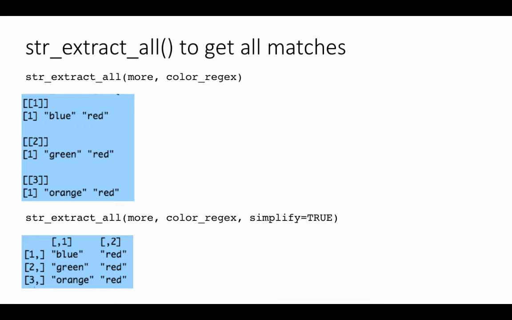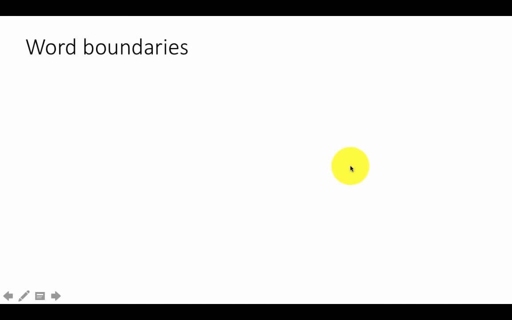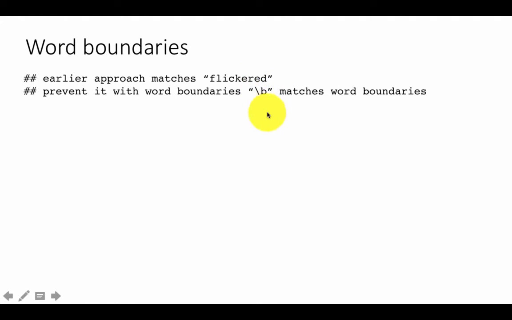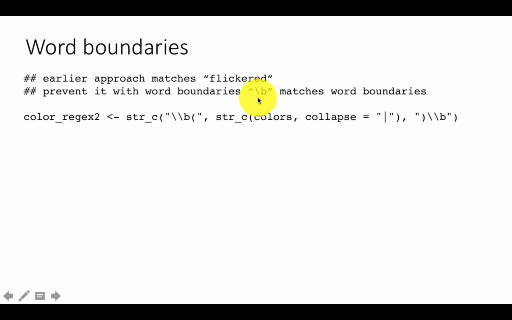Okay, so in the approach that we used earlier, which is simply matching the color_regex, we found that the word flickered got matched because it had red in it, right? So clearly what we want to do when we are matching the color words is to ensure that the color is in a word all by itself. And for that, there's a word boundary in regular expressions. Backslash b matches word boundaries. And of course, you know that when you use a backslash, you have to use a double backslash. So we are changing the color_regex expression. Earlier we only had the colors separated by vertical bars. But now we also want to ensure that the color name has a space before it and a space after it.